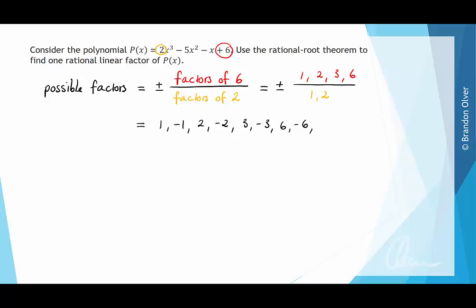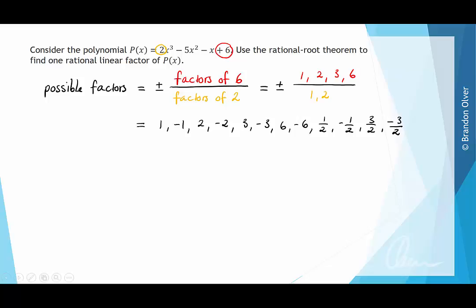And now we're going to look at non-integer values. So we can have 1 divided by 2 gives a half and negative a half. 2 divided by 2 would just give 1. So the next one is 3 divided by 2. So we have 3 divided by 2 and negative 3 divided by 2. And then if we have 6 divided by 2, that just gives 3. And we've already stated 3 and negative 3 earlier in this list.